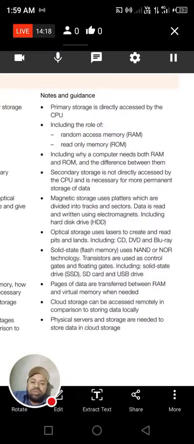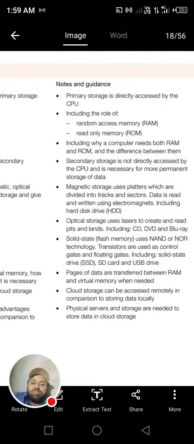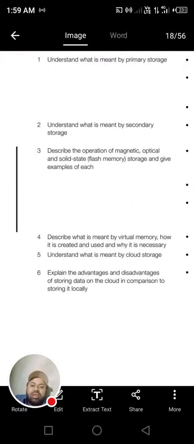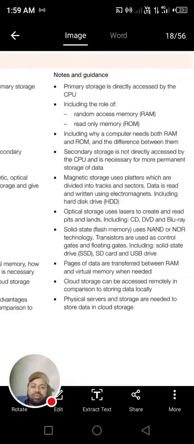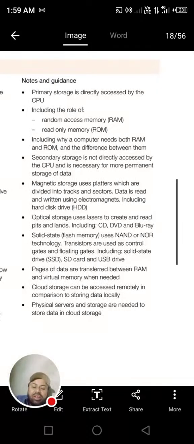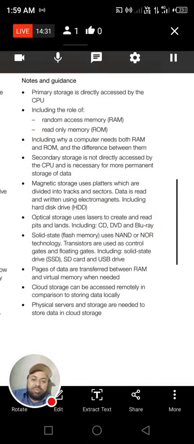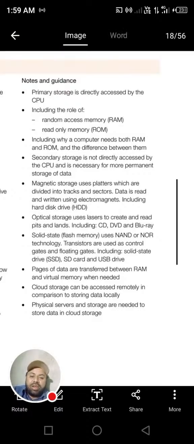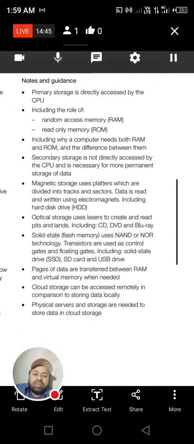Secondary storage is not directly accessed by the CPU and is necessary for more permanent storage of data. A hard drive is one example. Magnetic storage uses platters which are divided into tracks and sectors. Data is read and written using electromagnets. The hard disk drive, HDD, is a simple example; we call it the hard drive.